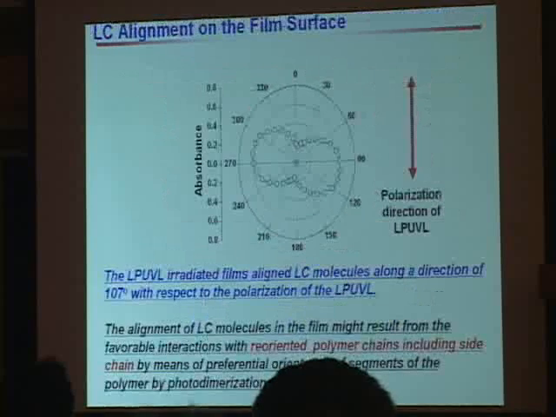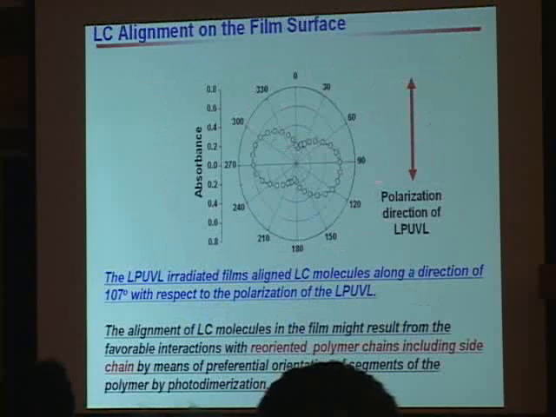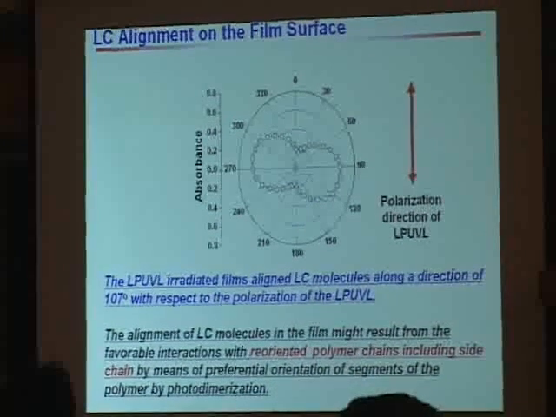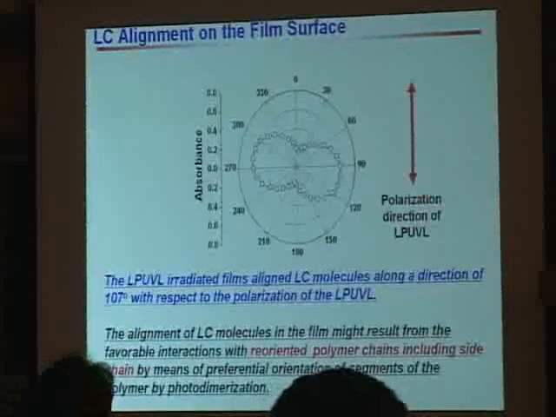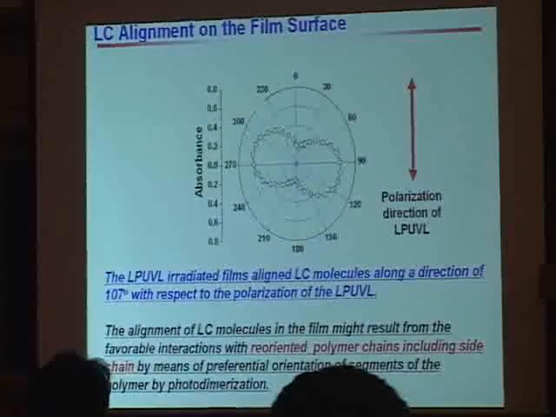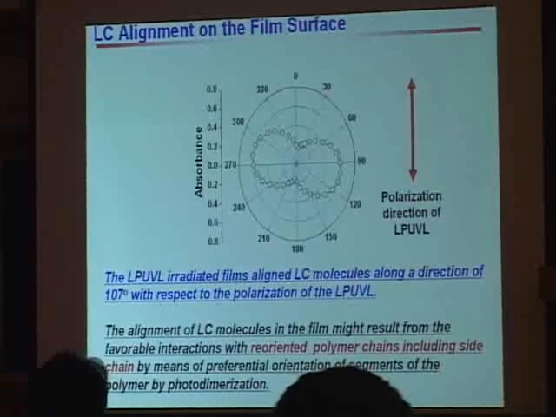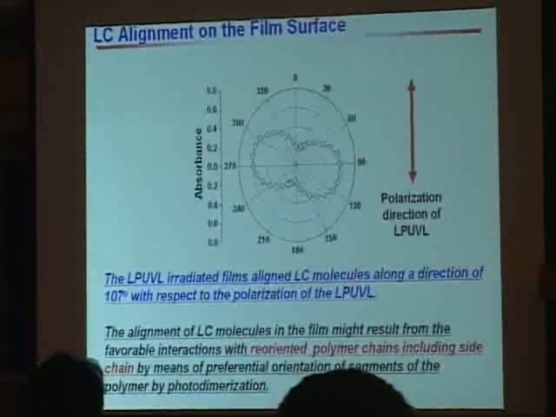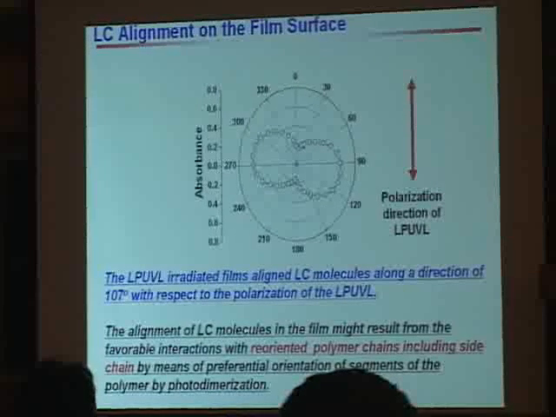And also we fabricated a liquid crystal cell, and the liquid crystal is aligned in this direction. So I can conclude two things. One is that the polymer chain is reoriented by the exposure to linearly polarized UV light, and the linearly polarized UV light can align the liquid crystal on the polyimide surface.